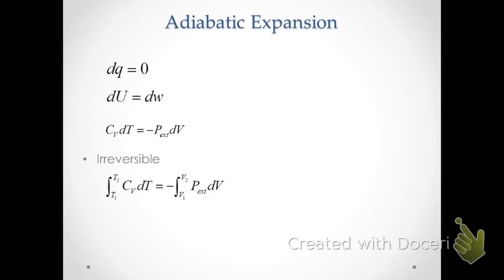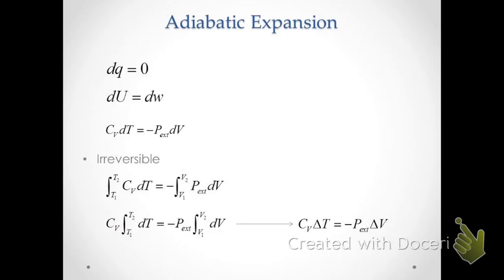So because heat capacity is independent of temperature, and because for the irreversible process the external pressure is constant, we can pull both the constant volume heat capacity and the external pressure outside the integral to simplify the integration a great deal. So when we integrate these, we get just CV delta T is equal to negative P external times delta V. This is certainly one way we can calculate the temperature change associated with adiabatic expansion.